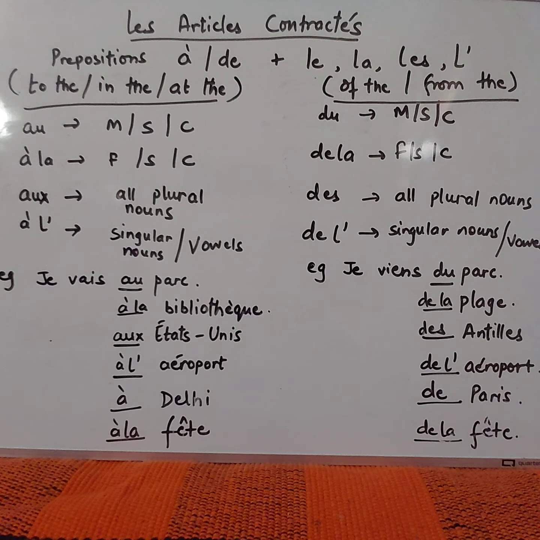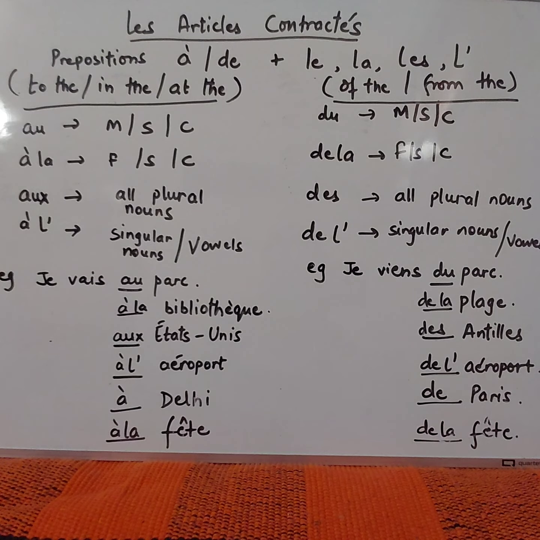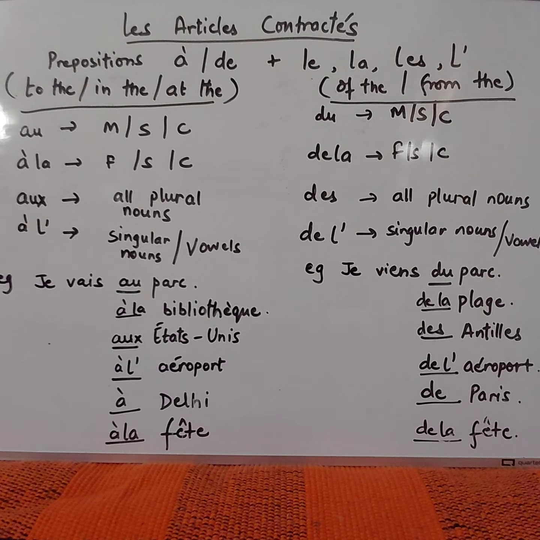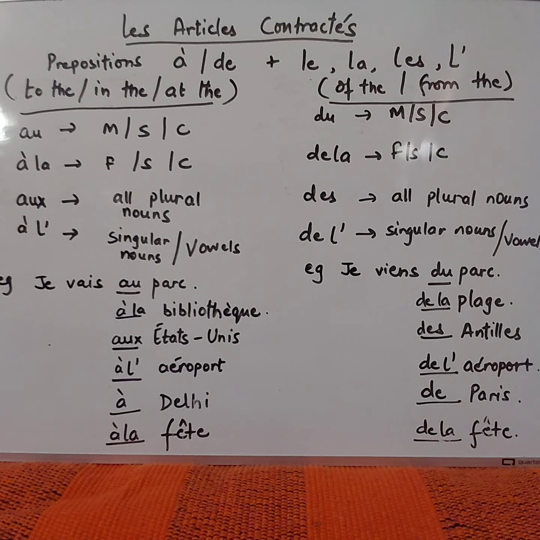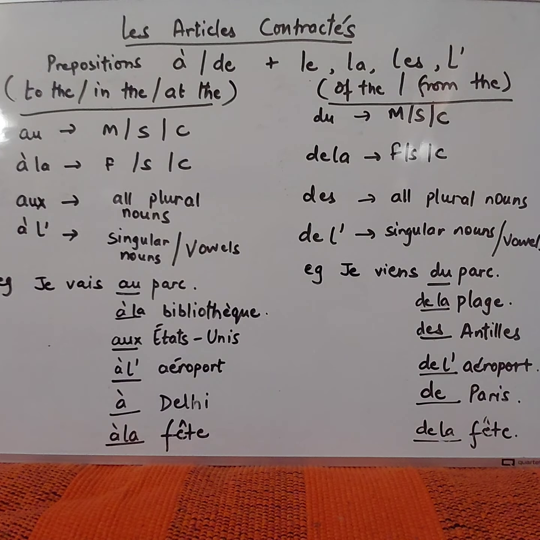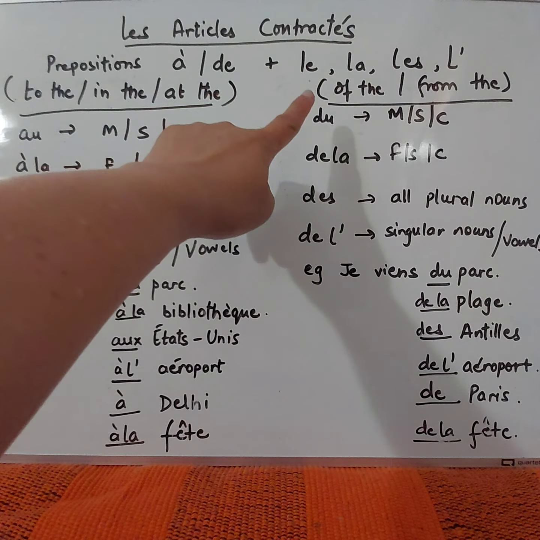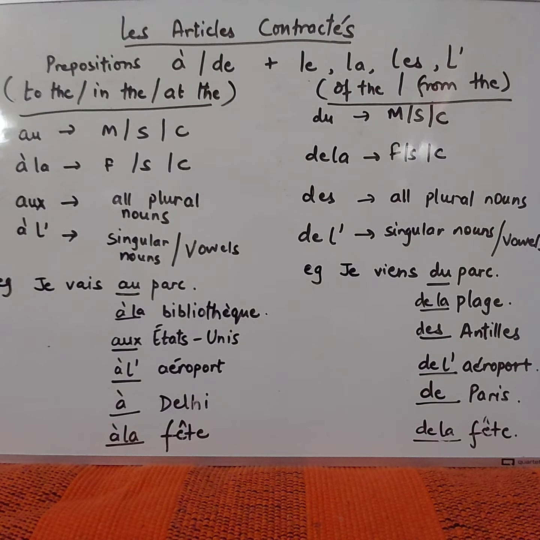In this video, we are going to learn les articles contractés in French. In English, les articles contractés can be translated as the contracted articles. Now, as the name suggests, contracted means two things are combining or joining and becoming something new. So in this case, prepositions à and de are combining with the definite articles, right?